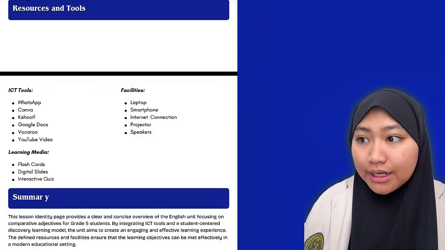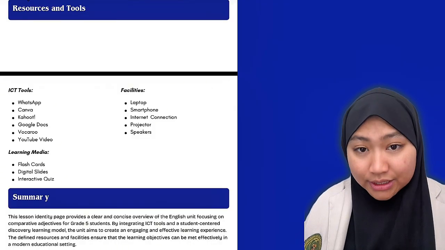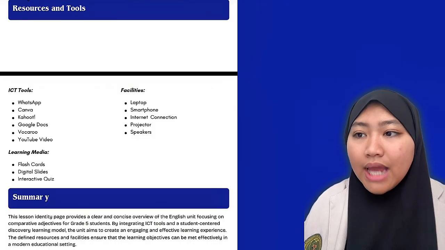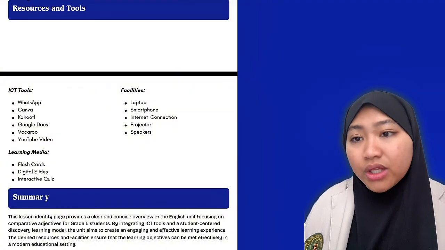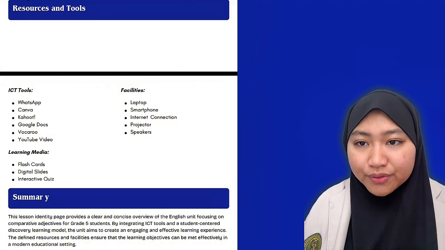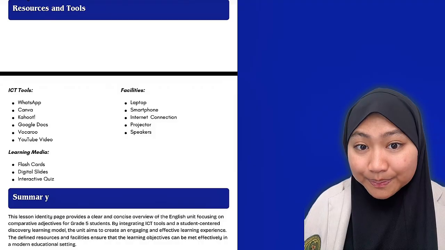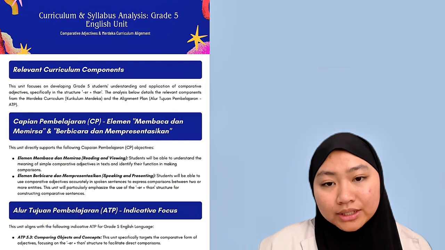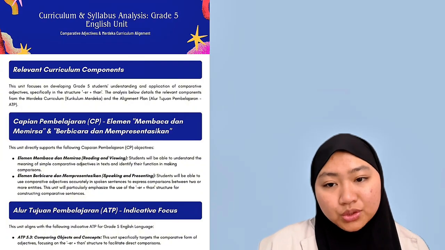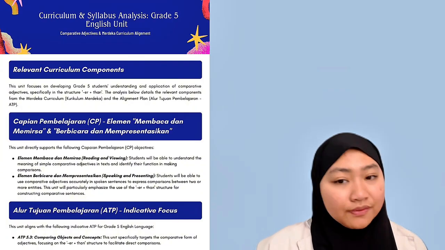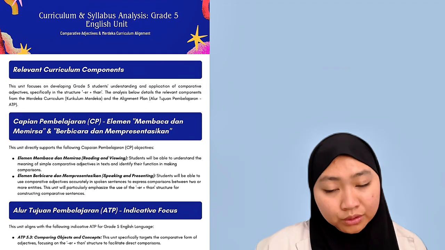Therefore, technology is not simply added for decoration. Instead, every ICT tool is selected because it supports specific learning objectives and improves students' learning process. Next, we will discuss how the lesson unit is aligned with the Merdeka curriculum. As a teacher, it is important to ensure that lesson activities support the national curriculum.